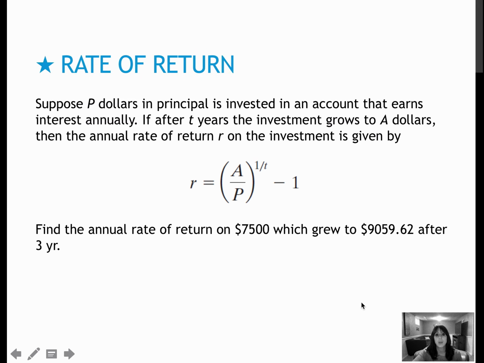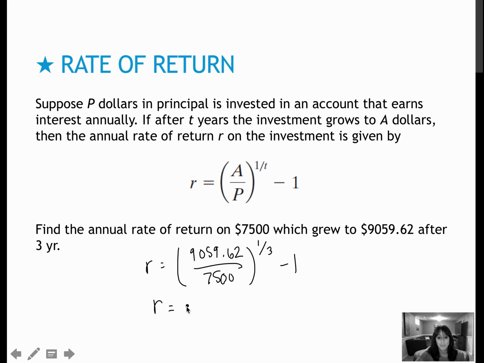Here's one for you to try. Find the rate of return. In this case, again, go ahead and find that to the nearest tenth of a percent. We should have our problem set up like this. So I have the A value on the top, P on the bottom, to the 1/3, which of course means the cubed root, and then minus 1.